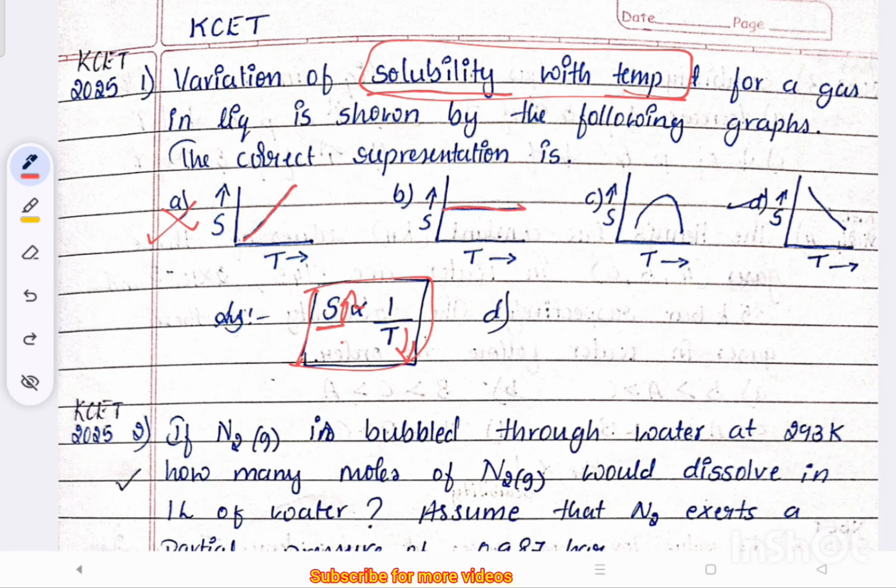Here it is constant, this one is also not the correct answer. Here first it is increasing, then it is decreasing, this one is also wrong. Here what is happening, temperature is less means solubility is more, temperature is increasing means solubility is decreasing. So the correct answer is D. Okay, then next question.